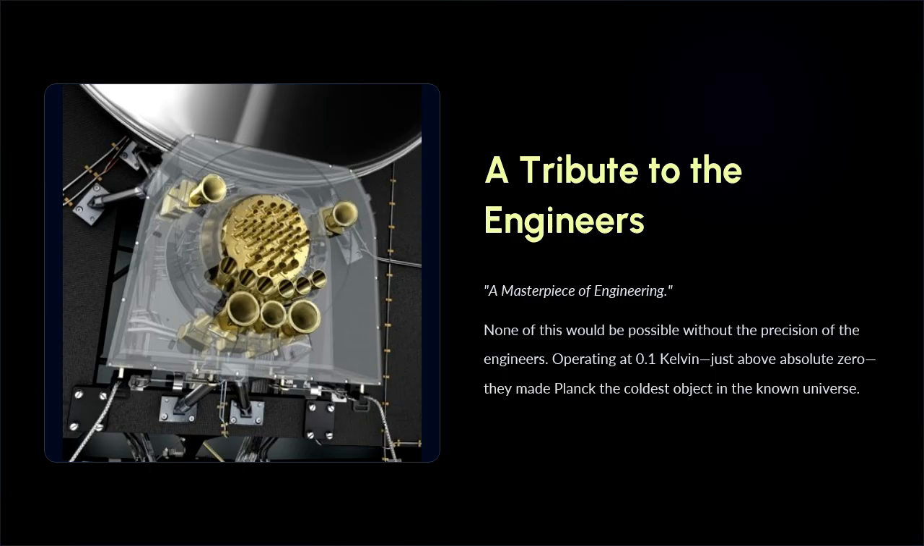A tribute to the engineers. None of this would be possible without the precision with which the engineers built the Planck satellite, operating at 0.1 Kelvin above absolute zero. For a time, this made the satellite the coldest known object in the universe.